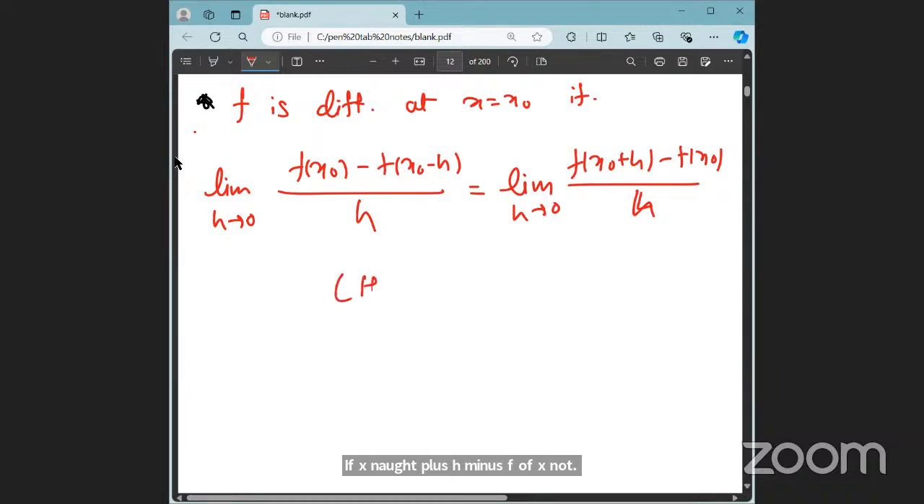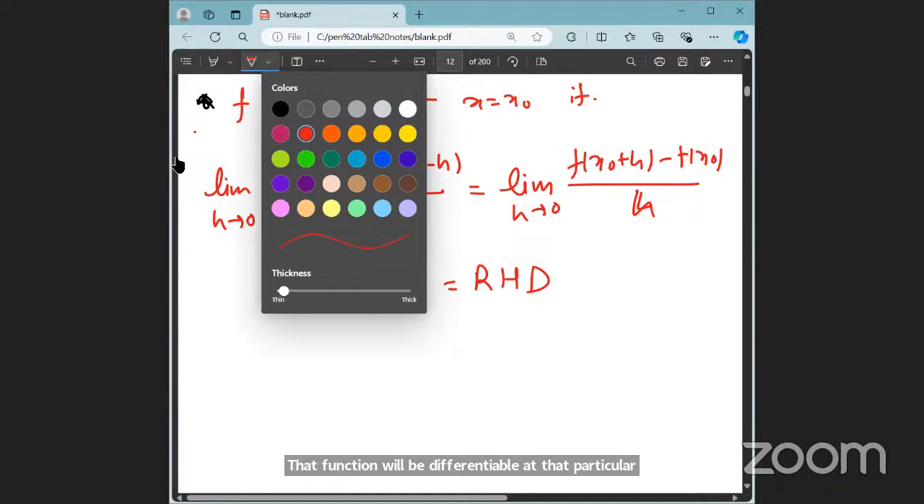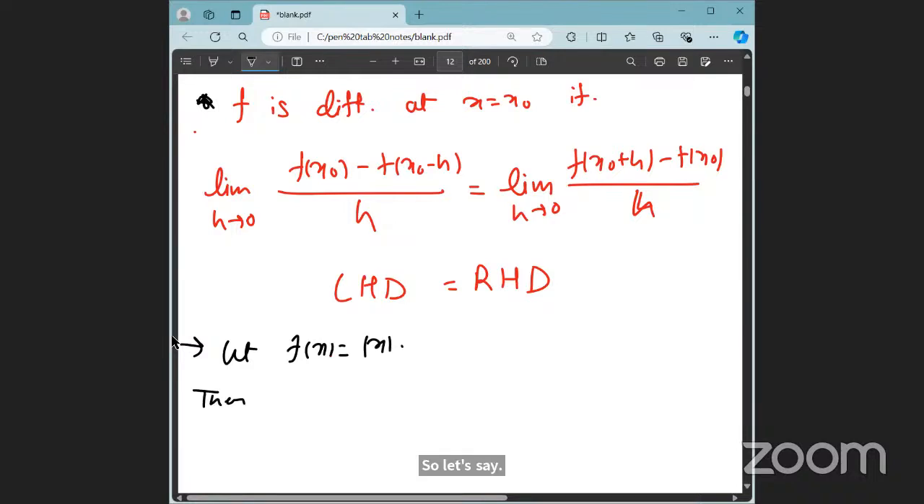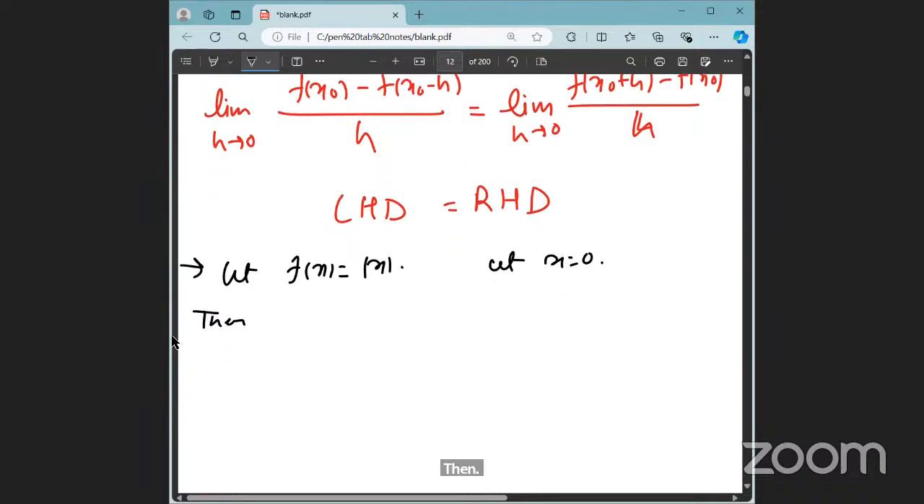Whenever the left-hand derivative is equal to the right-hand derivative, we say that the function is differentiable at that particular point x0. So let's verify our definition for mod x. Let's say f of x is nothing but mod of x. Then at x is equal to 0, we want to find whether our function is differentiable or not.